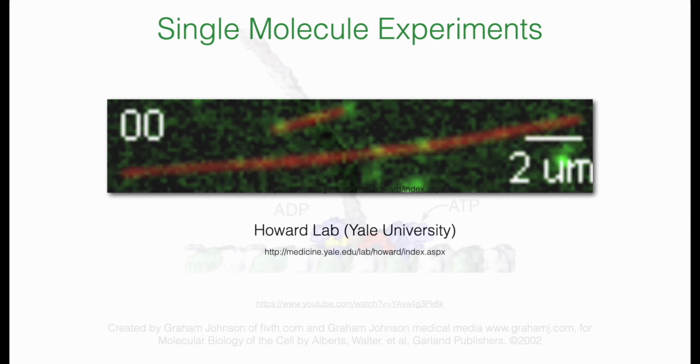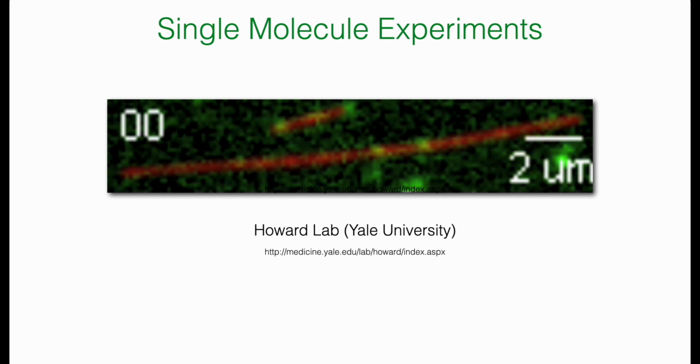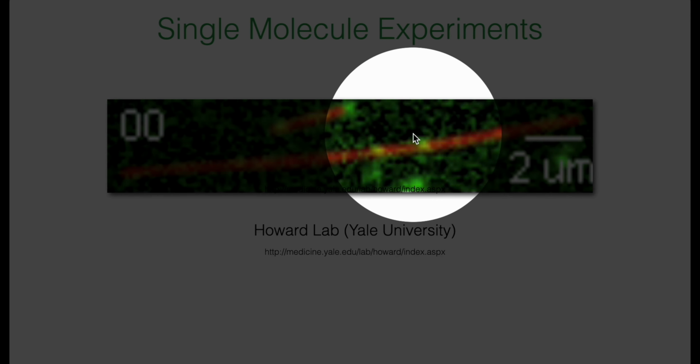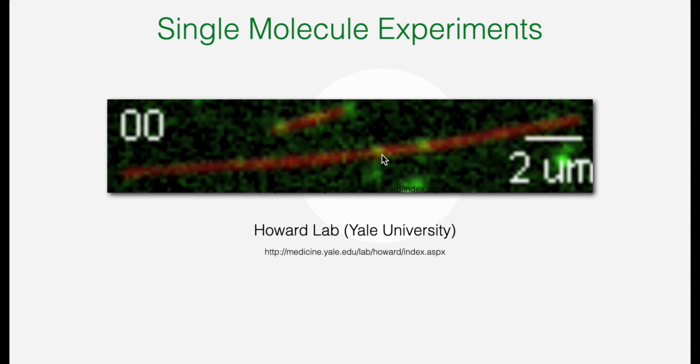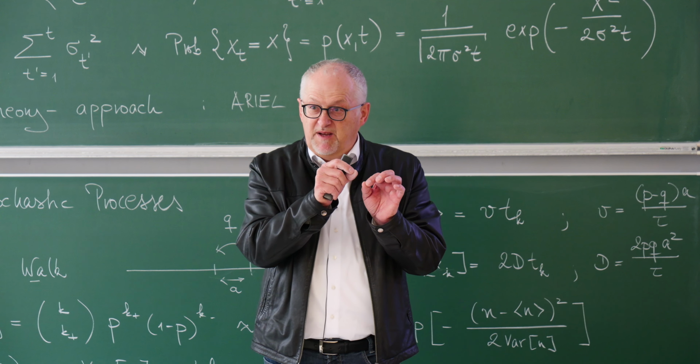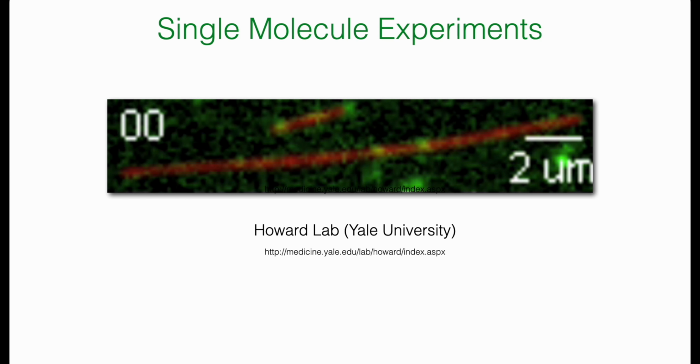So this is now a real system, which is an experiment done by the lab of Joe Howard at Yale. And what you see here is the following. You see the microtubule. That's the structure here in red. This is labeled by a fluorescent dye. And then you also see these green spots here. And again, these are the motors where you have attached a green fluorescent dye to the molecular motors. You can really see them. Then let's start the movie. I think it's real time.